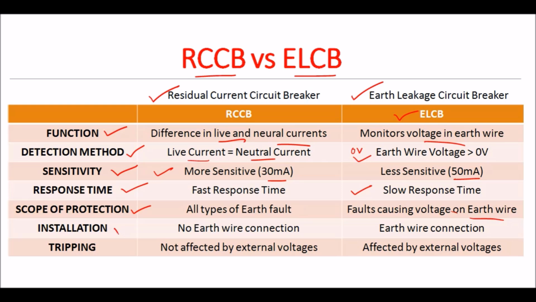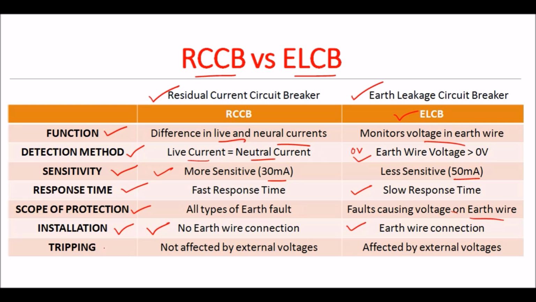Next we'll come to installation and maintenance. RCCB is easier to install and maintain. There is no earth wire connection. They do not depend on the condition of the earth wire or grounding system. Whereas ELCB has a more complex installation as it requires a good earth connection. Here the ELCB depends on the earth wire, so the performance can degrade if the grounding system deteriorates.